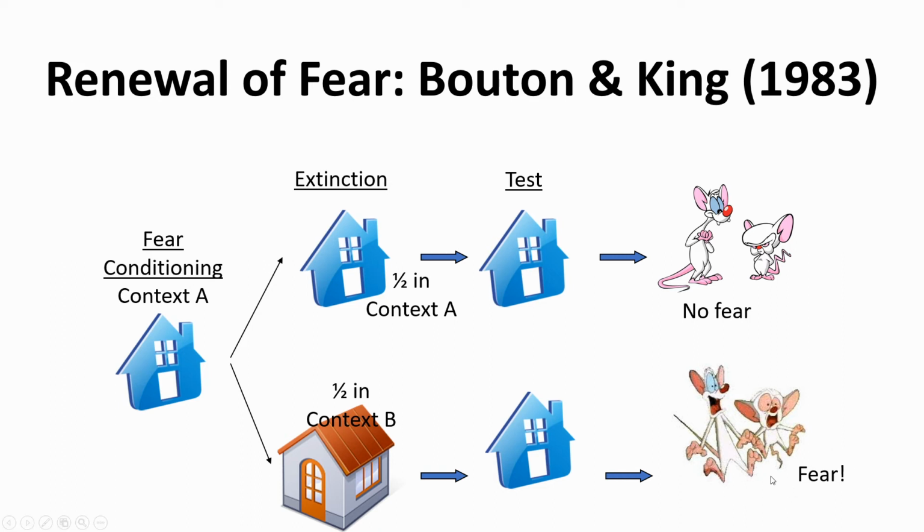So what they had learned about extinction of that tone and the foot shock didn't generalize to other contexts. It only held for them in context B. Because they hadn't learned anything about that fear conditioning being extinguished in context A, they were still expecting a foot shock in context A, so they showed that fear response.